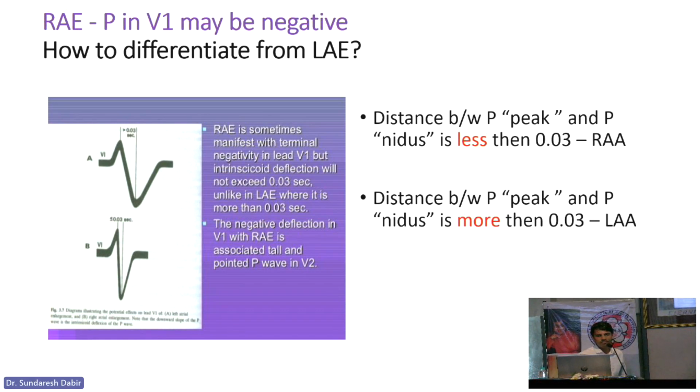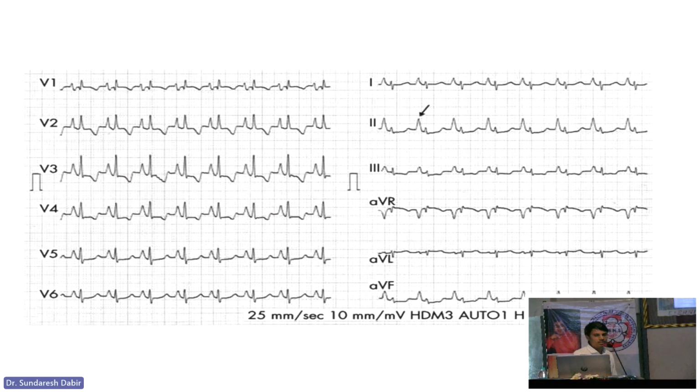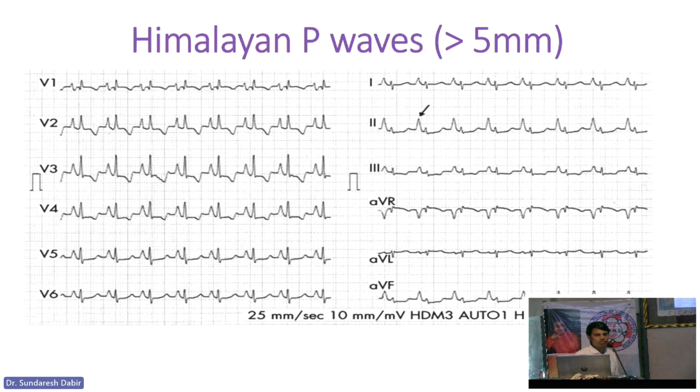So there is a giant P wave seen in Ebstein anomaly, and sometimes in tricuspid atresia and in both tricuspid and pulmonary stenosis. This is seen as the Himalayan P wave.